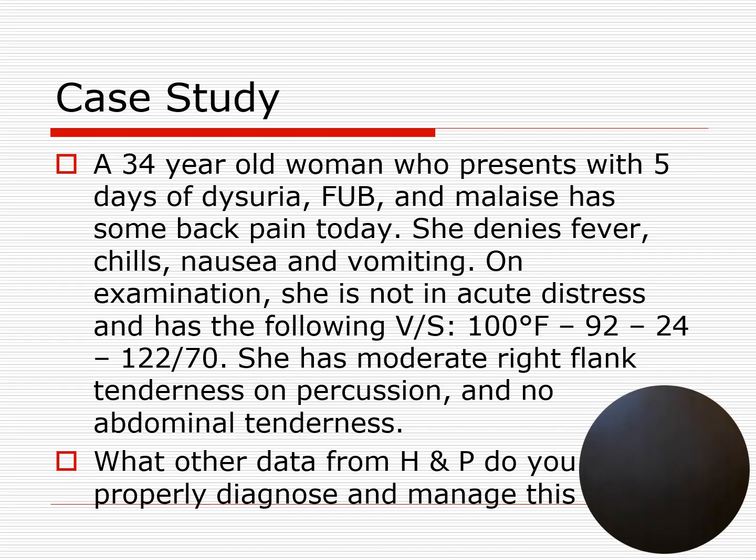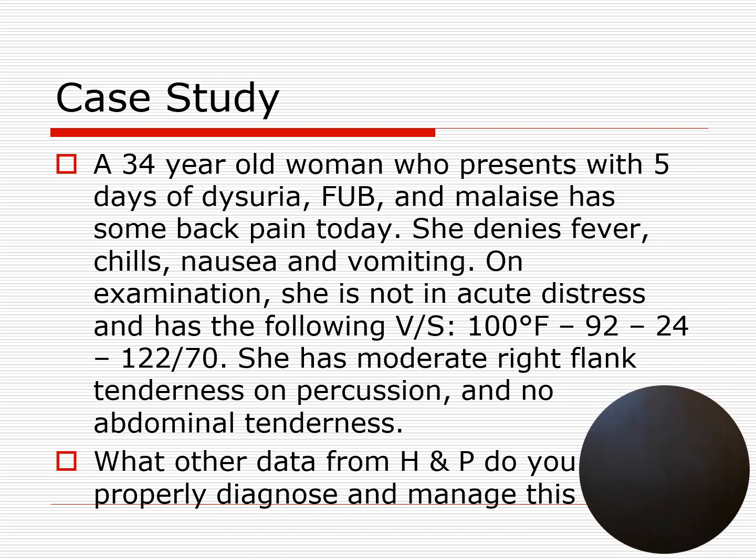Here's another case study. 34-year-old woman who presents with 5 days of dysuria and malaise and has some back pain today. She denies fever, chills, nausea, and vomiting. On examination, she is in no acute distress and has the following vital signs. She has moderate right flank tenderness on percussion and no abdominal tenderness. What other data from the history and physical do you need to properly diagnose and manage this patient?